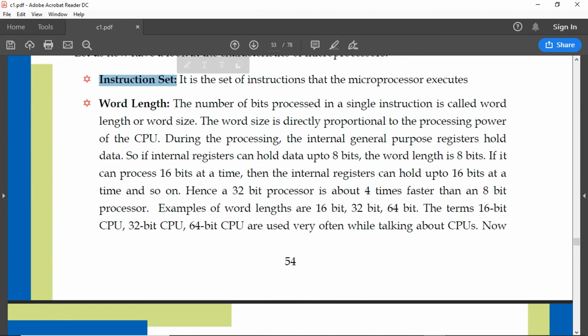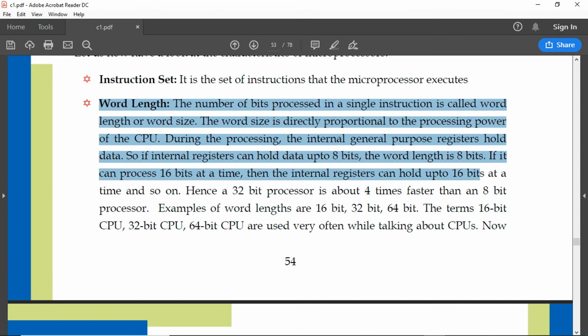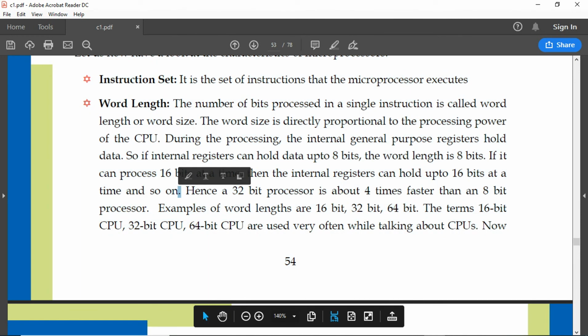Instruction set: it is the set of instructions that the microprocessor executes. Word length: the number of bits processed in a single instruction is called word length or word size. The word size is directly proportional to the processing power of the CPU. During processing, the internal general purpose registers hold data. So if internal registers can hold data up to 8 bits, the word length is 8 bits. If it can process 16 bits at a time, then the internal registers can hold up to 16 bits at a time, and so on.